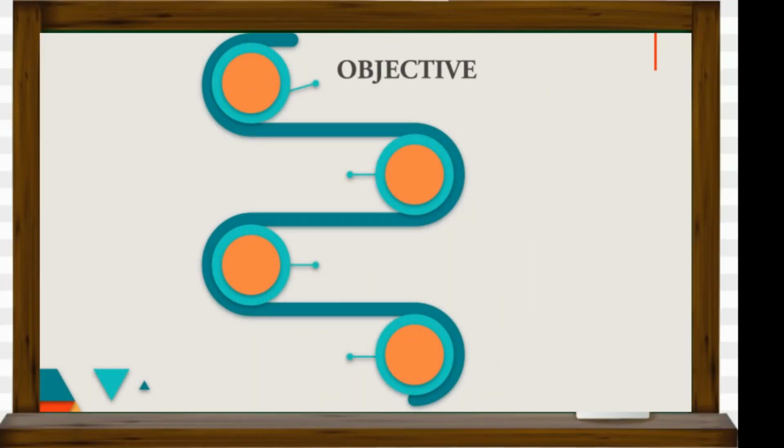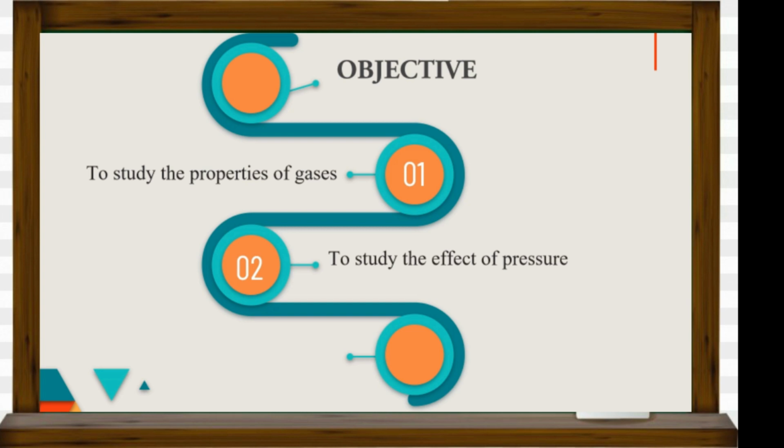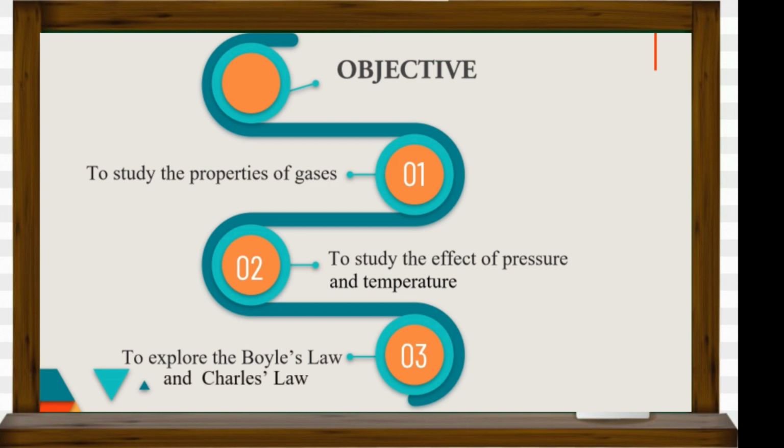The objectives of this experiment are: first, to study the properties of gases; second, to study the effects of pressure and also temperature; and third, to explore Boyle's law and also Charles' law.